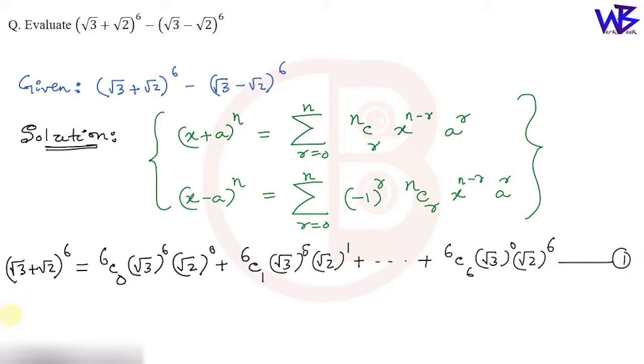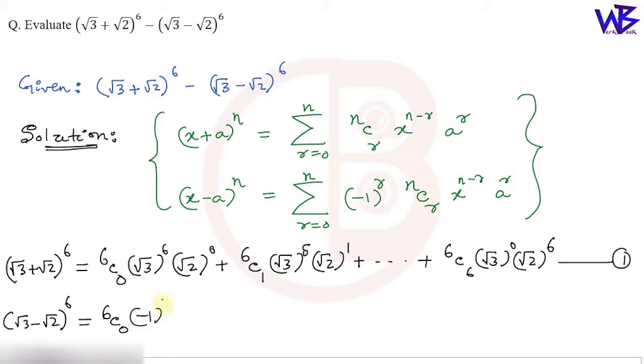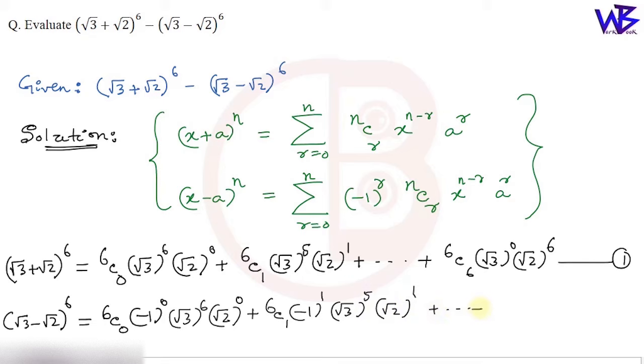Now we will expand the second term, which is (√3 − √2)^6, which is equal to 6C0 (−1)^0 (√3)^6 (√2)^0 plus 6C1 (−1)^1 (√3)^5 (√2)^1 plus up to 6C6 (−1)^6 (√3)^0 (√2)^6. Let this be equation number 2.